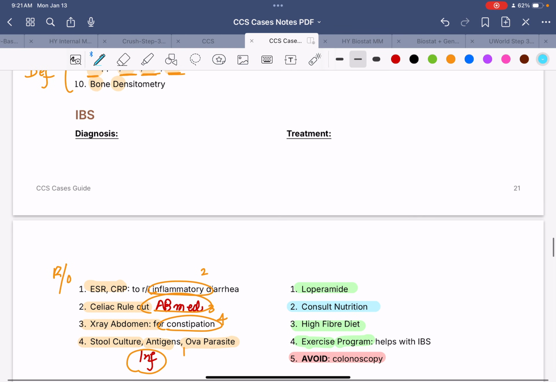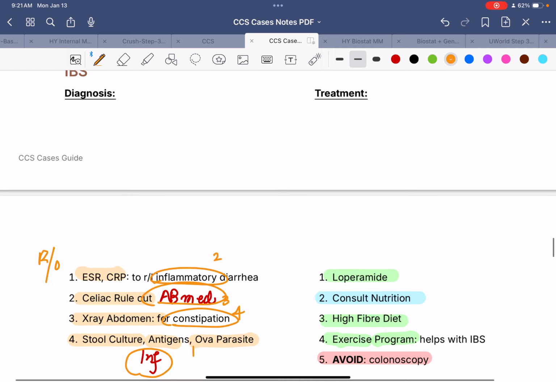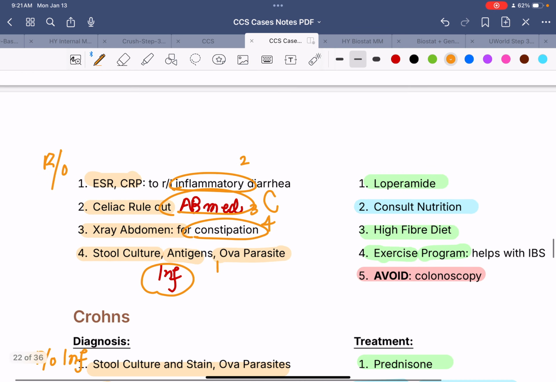Next off, we have IBS. Again, you know for IBS that this is a diagnosis of exclusion. So think in your mind again, four main things. The four main things that you can rule out, and after ruling out the four main things, you can establish the diagnosis of IBS, right? So what are those four main things? Think infection, inflammation, antibody mediated, and constipation. Or you can also think of it like IICC, right? So IICC is infection, inflammation, celiac, and constipation, right?